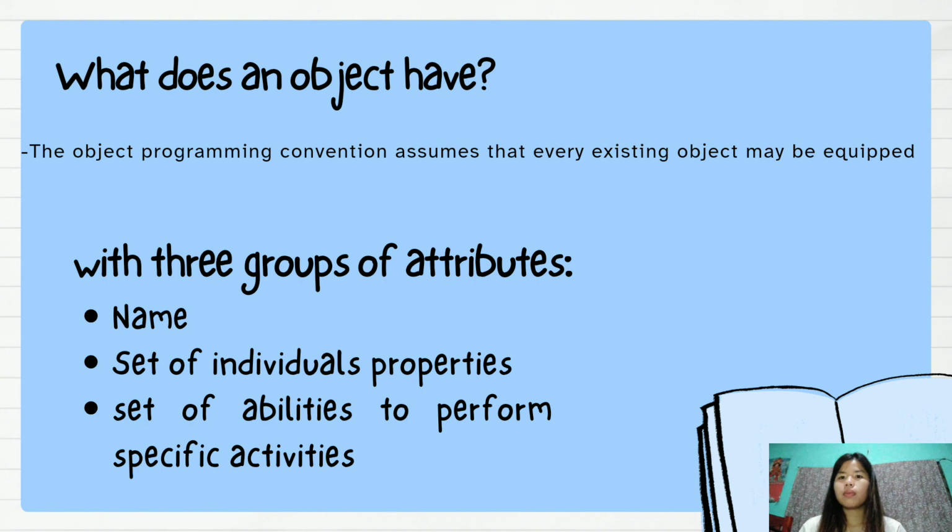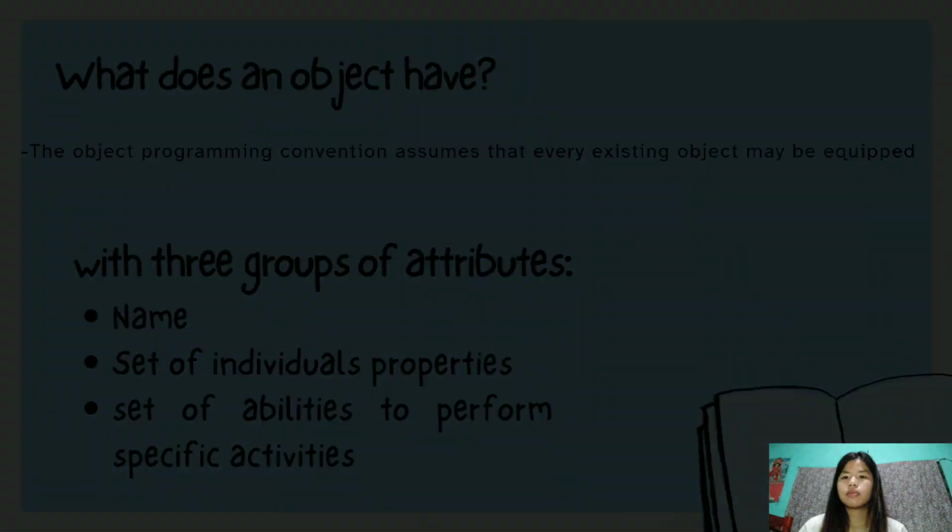What does an object have? The object programming convention assumes that every existing object may be equipped with three groups of attributes: a name, a set of individual properties, and a set of abilities to perform specific activities.